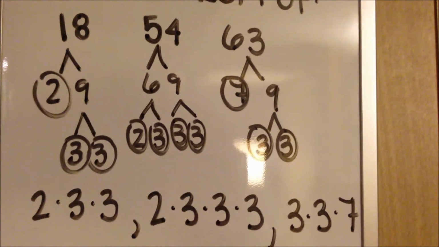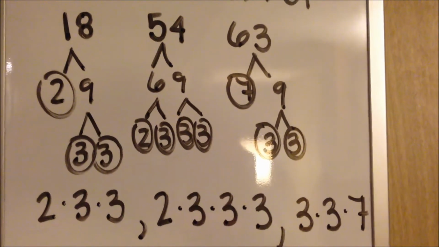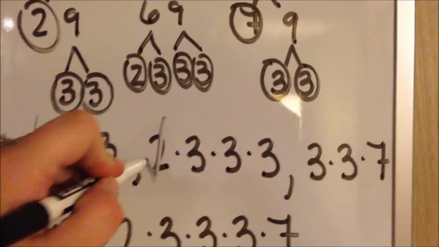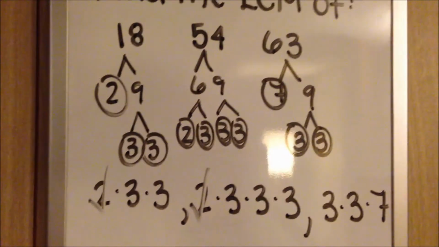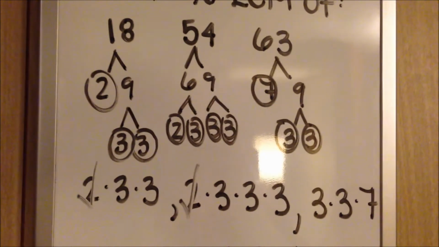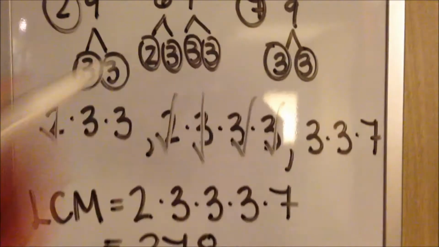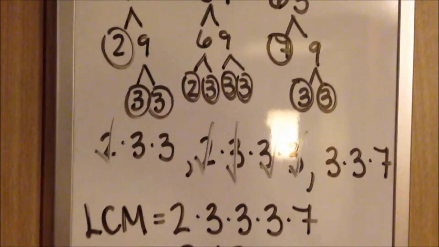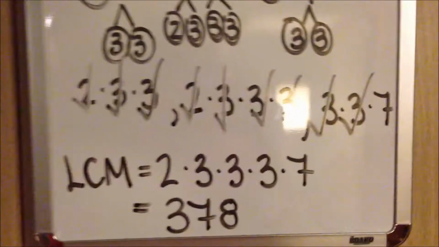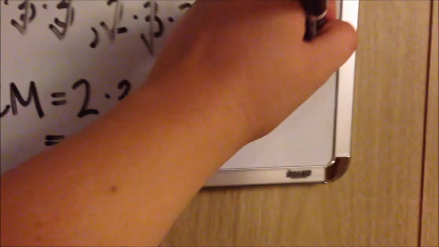So let's do the same thing. Well, we know that we have to include 2 because we have a 2 for 18 and a 2 for 54. So let me mark these ones off. Now, we need at least 3 3s because if you look at 54, there are 3 3s. So let's mark these off. And in the other two numbers, we only have 2 3s, but they're already accounted for, so we can check those off as well. And then finally, we have the number 7.